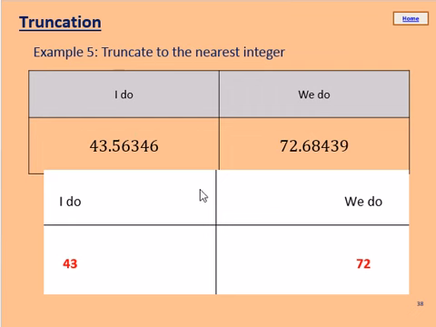So 72.68439. Chop off everything after the decimal and we get 72. So that's our answer. We'll move on to some independent practice now, so please be ready to try some questions for yourselves.